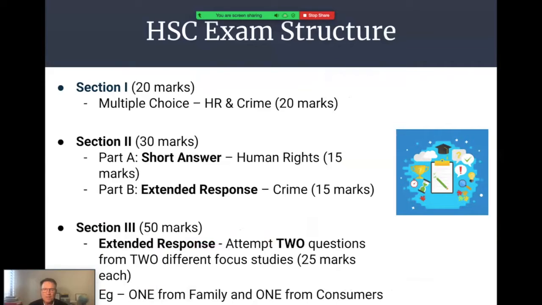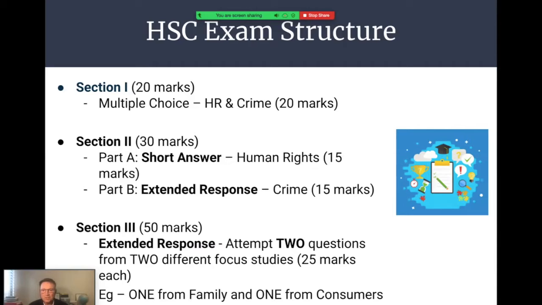When we get to the exam, there's a specific exam structure. Section 1 has 20 marks allocated to it, where you complete multiple choice questions taken from the human rights and crime topic areas. This is worth 20 marks, 1/5 of the HSC exam mark. In section 2, worth 30 marks, we have 2 parts: the short answer question on human rights worth 15 marks, and the extended response, a little mini essay question on crime, worth 15 marks.